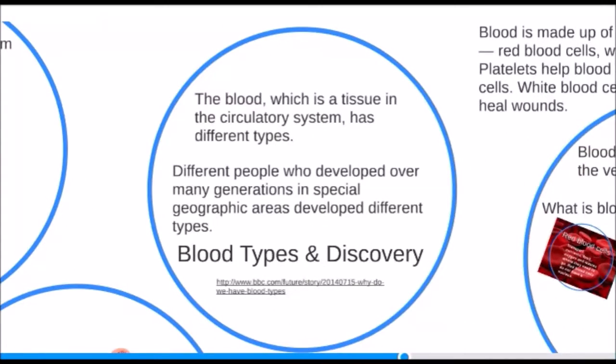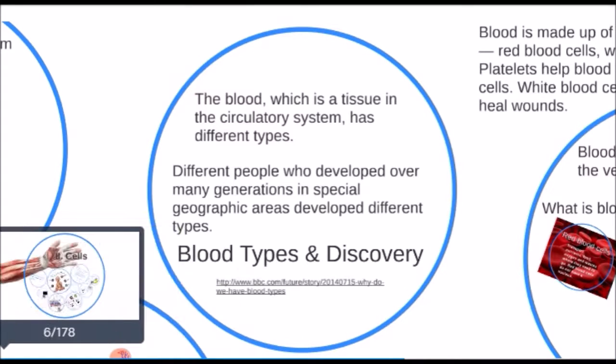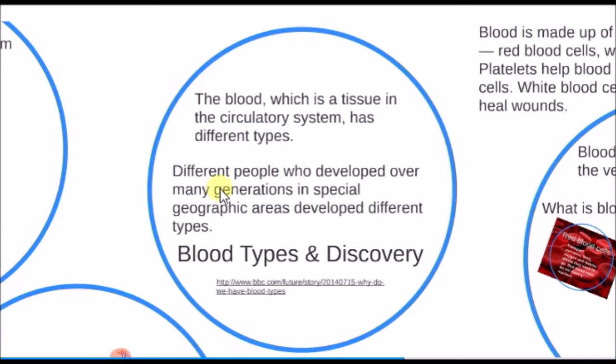So the blood, which is a tissue in the circulatory system, has different types. Kind of already talked about that. And I know we're running out of time here, so I'm actually going to skip over this. But we didn't know that people had different blood types. Like you might have heard of A or AB negative or O or something positive. These are all different types of blood. And you can't just give blood to anybody, because your body will actually attack it and make you very, very sick. So knowing someone's blood type before you give them a blood transfusion is very important. And again, we don't have time, so I'm not going to cover that. Sorry, we're going to move on to the next slide.